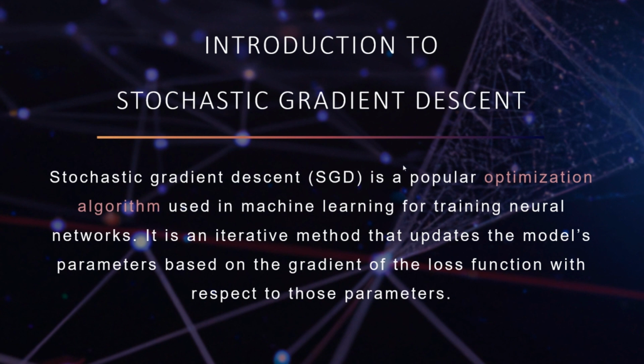Introduction to stochastic gradient descent. Stochastic gradient descent is a popular optimization algorithm used in machine learning for training neural networks. It is an iterative method that updates the model's parameters based on the gradient of the loss function with respect to those parameters.